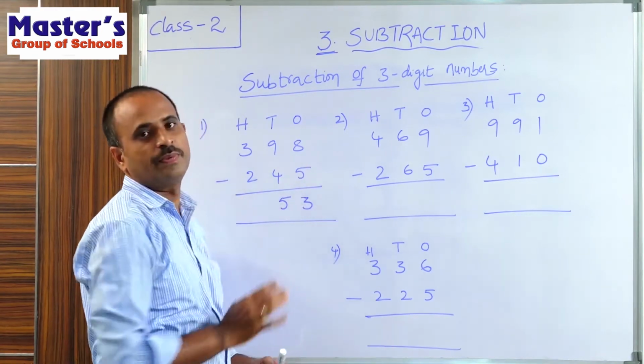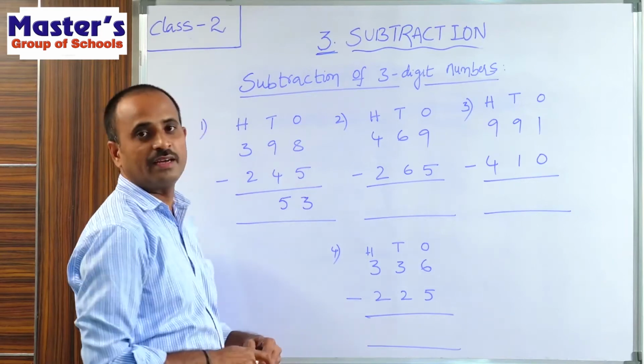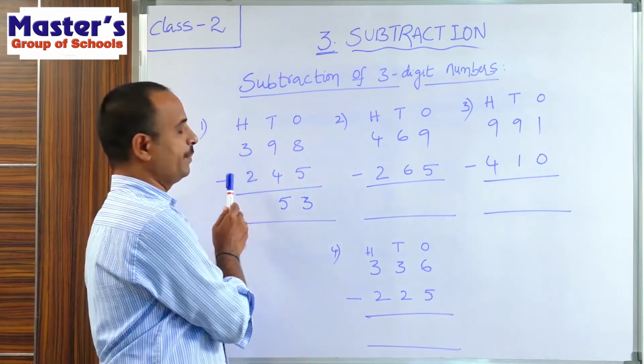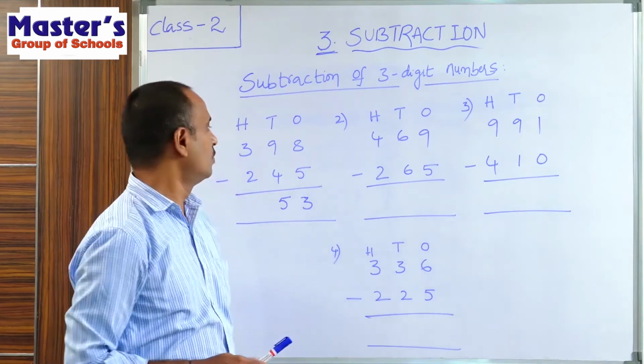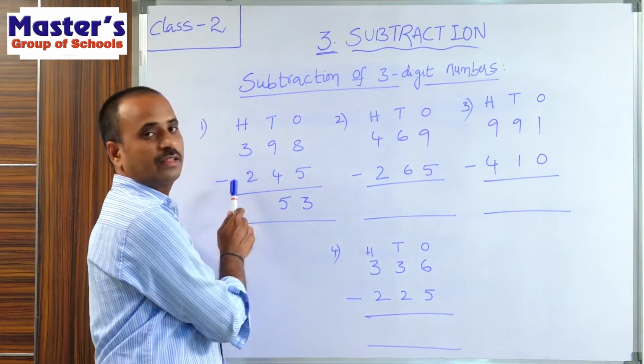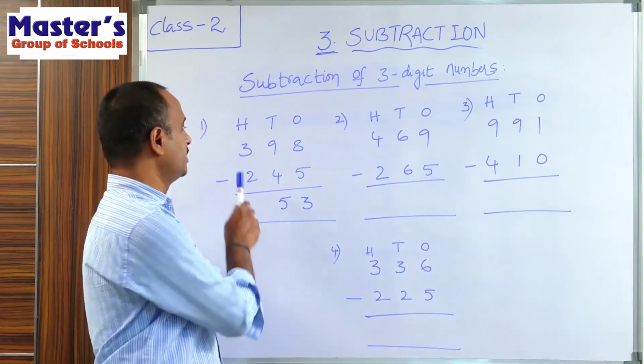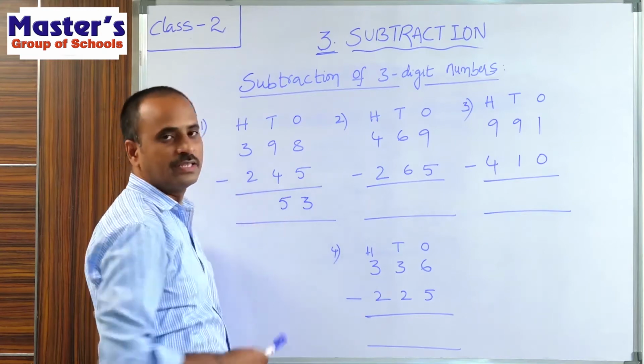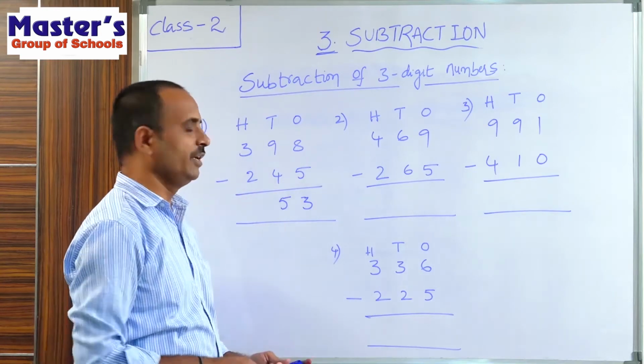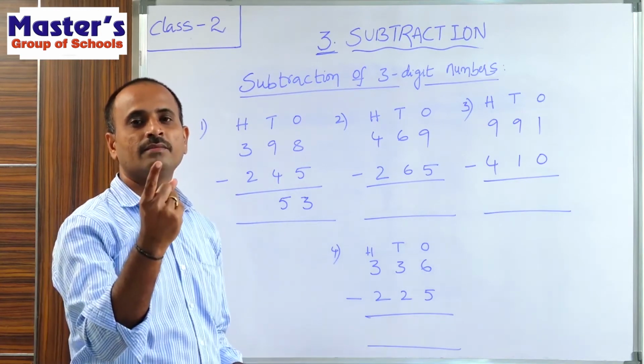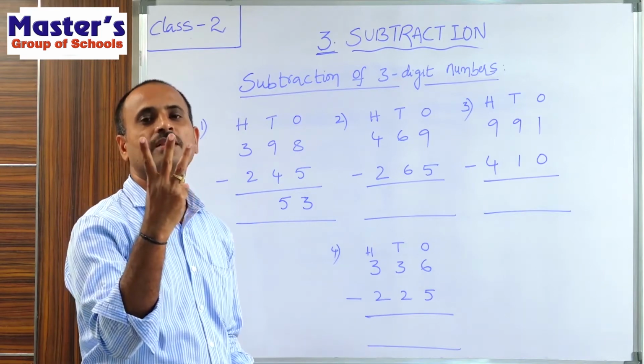Now go to hundreds place. What are the digits present in the hundreds place? 3 and 2 are present in the hundreds place. So now subtract the digits present in the hundreds place. The first digit is 3 and the second digit is 2. So open 3 fingers of your hand. 1, 2, 3. These are the 3 fingers.